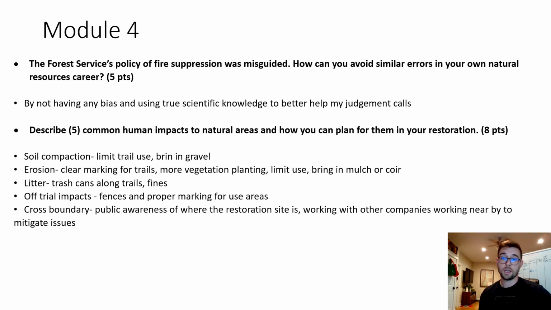Limit trail use, bringing in mulch or coir for the steep banks. Litter: I've actually seen trash cans along some shorter trails, and have the park rangers find people. Off-trail impacts: fences and proper marking used for areas, obviously. And cross-boundary impacts, so like public awareness of where the restoration site is, so if people know something is there, they might not say, hey, let's do this, and then it affects your site. Any other companies or construction places working nearby, you might want to work with them to mitigate any issues.